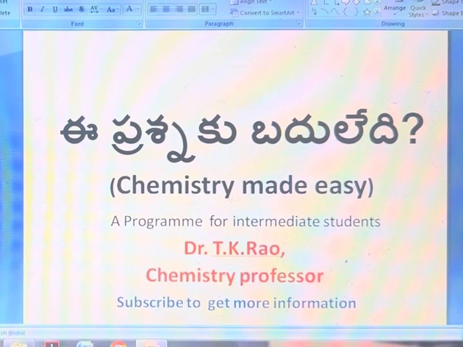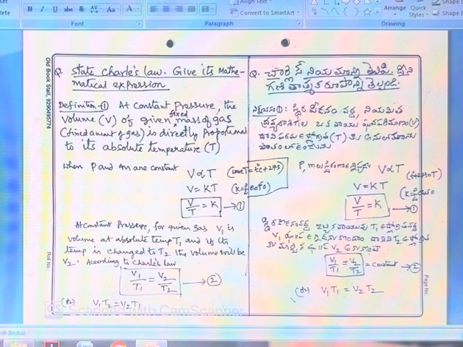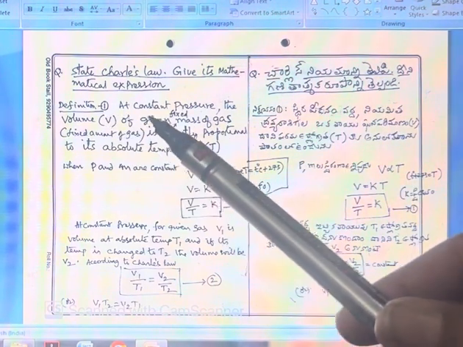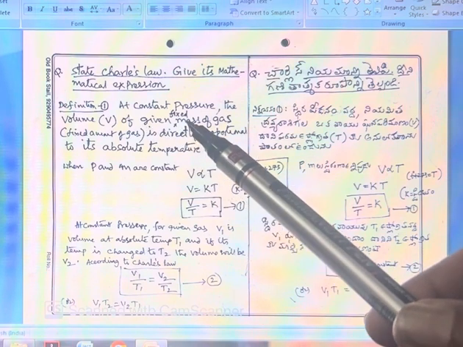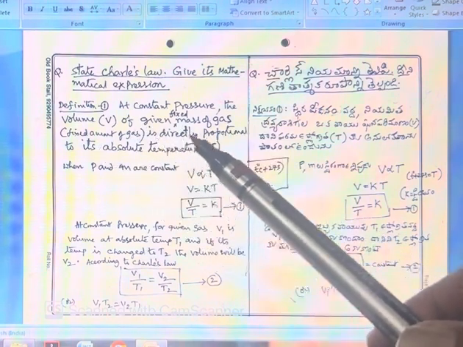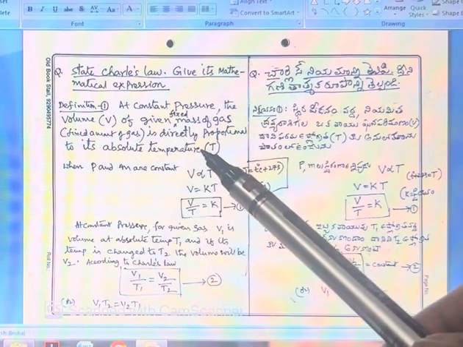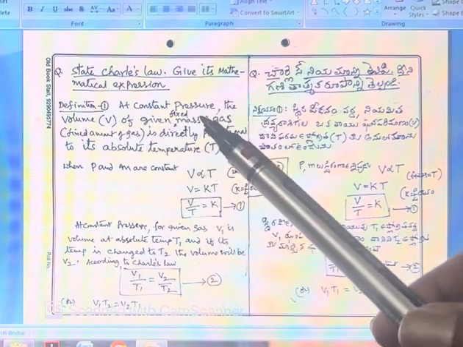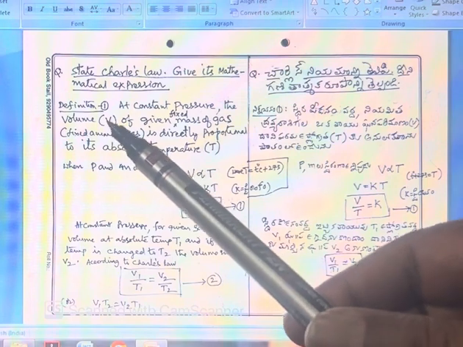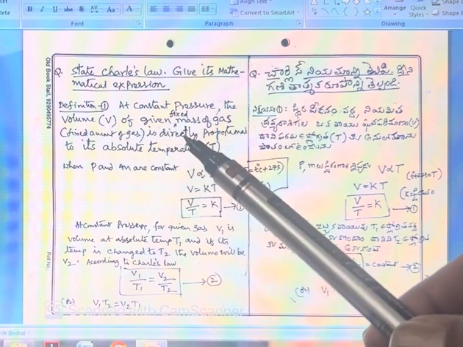Today the first question is, state Charles' law and give its mathematical expression. For Charles' law there are two definitions. The first definition is, at constant pressure the volume of a given fixed mass of a gas is directly proportional to its absolute temperature.